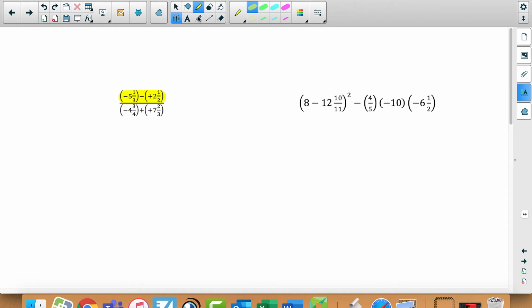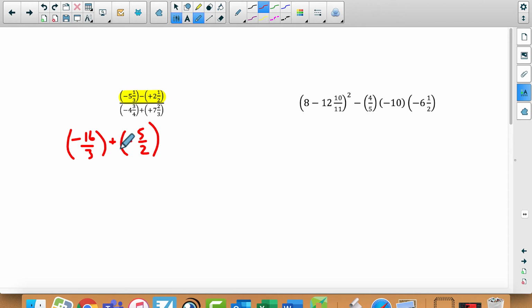I'll do everything improper since we're going to divide anyway and we're going to have to switch it to improper. Let's do that. So I have negative 5 times 3 is 15 plus 1 is 16 over 3 minus, well, wait a minute, I don't want to subtract, I want to add. So let's add, and the opposite of positive 2 is negative. And then 2 times 2 is 4 plus 1 is 5 over 2.